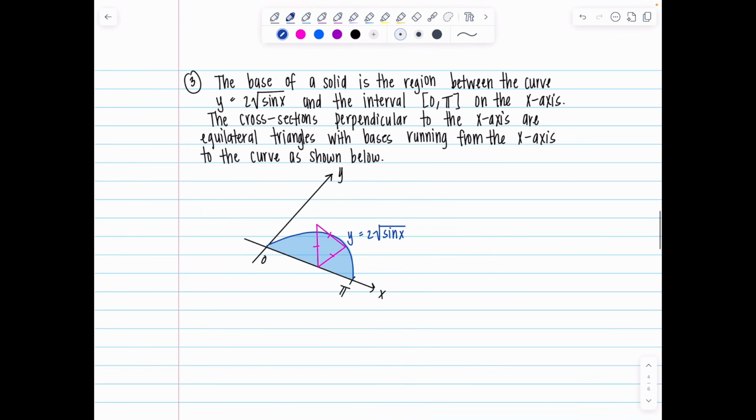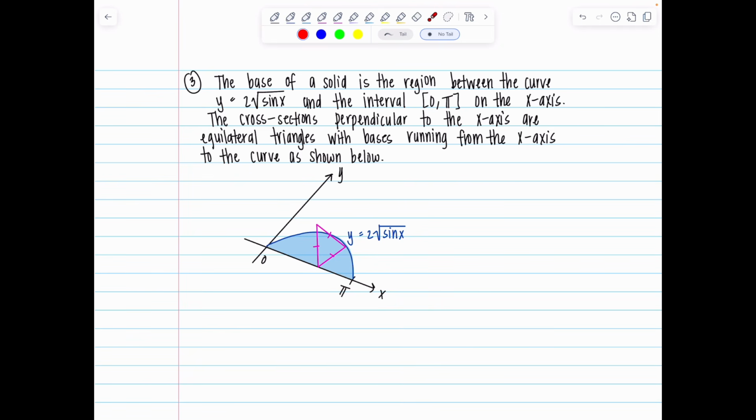Okay, problem 3. The base of a solid is the region between the curve y equals 2 radical sine x and the interval 0 to pi on the x-axis. The cross sections perpendicular to the x-axis are equilateral triangles with bases running from the x-axis to the curve as shown below. So this time they gave us the graph, because knowing 2 radical sine x is probably not something all of us can pop off right off the top of our head. And then the bases are equilateral triangles. So they're popping up like this. The base goes from 0 up until 2 radical sine x.